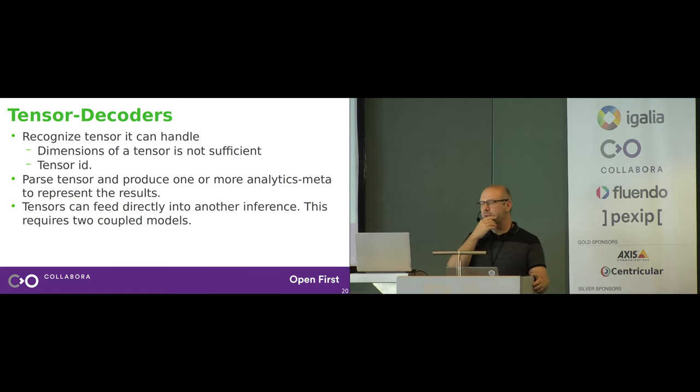One issue that we found is that now you'll have tensors going downstream, but you need a tensor decoder that is able to recognize it. So it's quite similar to a video decoder, which needs to know the format of the data. So we just specify an ID on the tensor that allows the tensor decoder to recognize that it's able to handle the decoding of this tensor and extract its data.